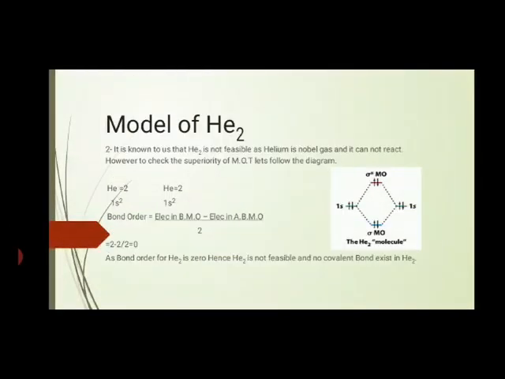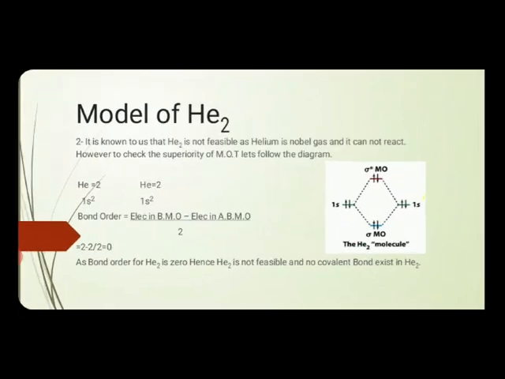Now, to check whether a molecule is feasible or not, whether a molecule can have a bond or not, this can easily be simplified by the formation of the He2 model. As helium is a noble gas, it cannot react to form bonds. However, to check the superiority of molecular orbital theory, let's follow the diagram representation.